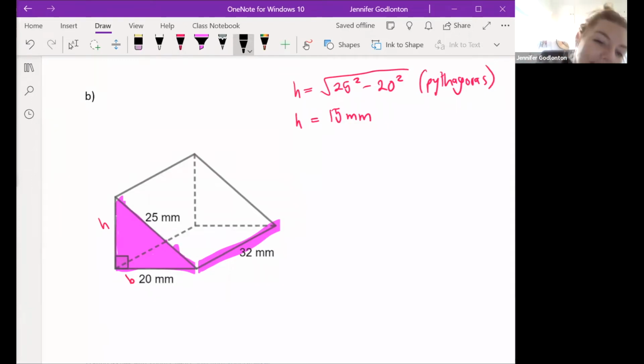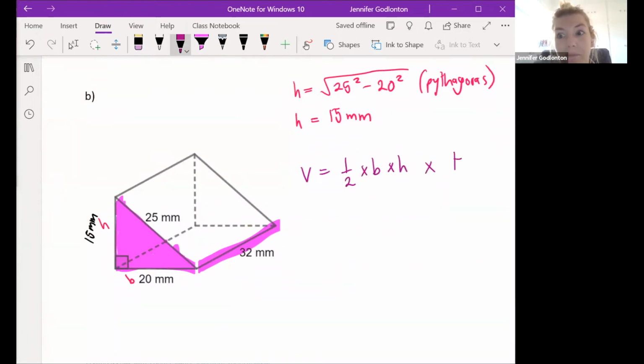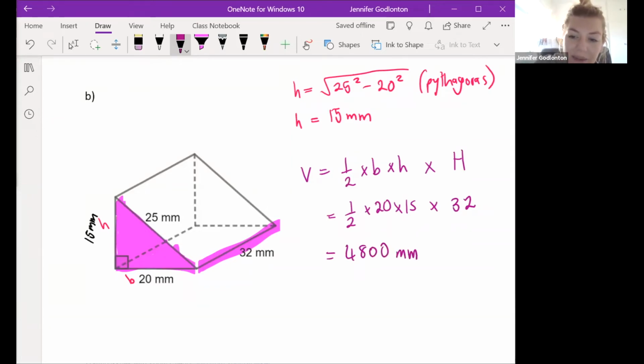Once we have that, we've got our height. That was the important thing to do here. So our volume is half times base times height times big height. So half times 20 times 15 times big height, which is 32. And that gives us a total of 4,800 millimeters cubed.